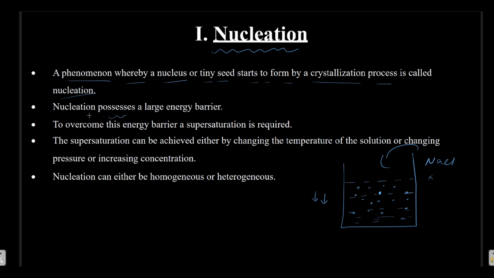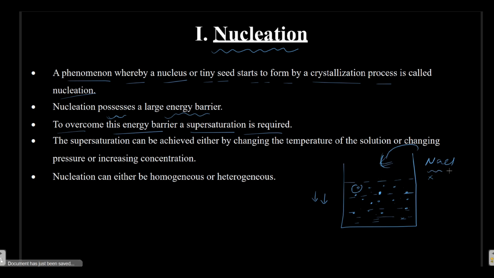Now, nucleation possesses a large energy barrier. So to form a nucleus, a large energy barrier has to be overcome. That means it takes a lot of energy or effort to make the nucleus, or to initiate a nucleation process. Now to overcome this energy barrier, supersaturation is required. So to overcome this energy barrier, that is, to initiate the nucleation, that is to form the tiny seed, supersaturation is required. I have already told you what supersaturation is.